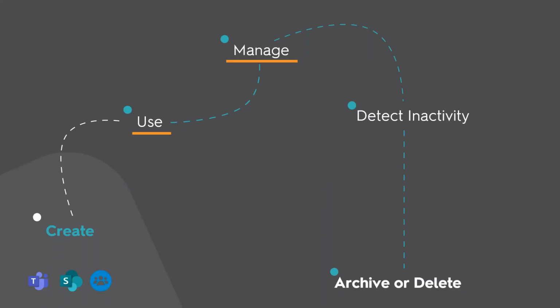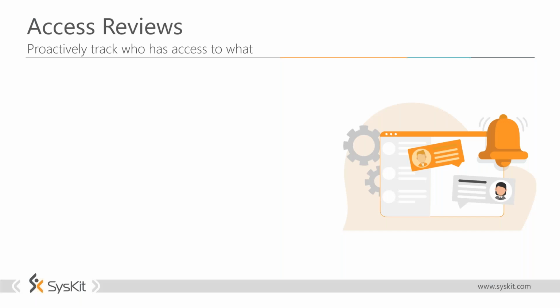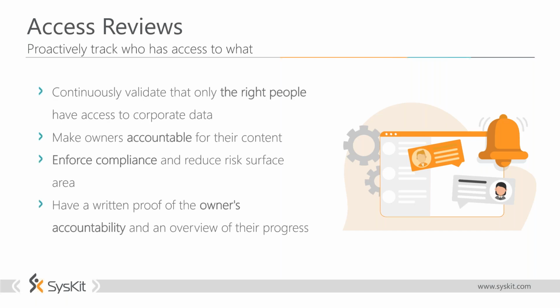All right, moving on to the part where your artifact is actually being used and managed during its life cycle. We will start with access reviews. The main idea of this SysKit Point feature is to proactively engage your resource owners to review their sites, groups, and teams on a regular basis. What they review is who has access to what in order to validate that the right people can see your corporate data. So that's really important.